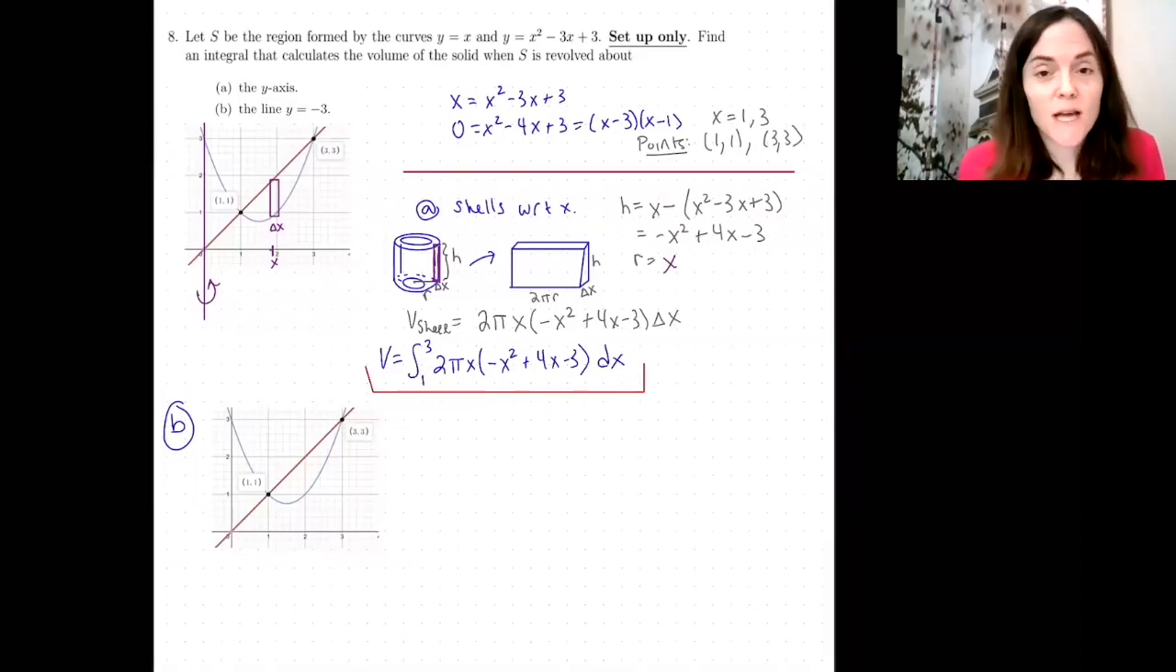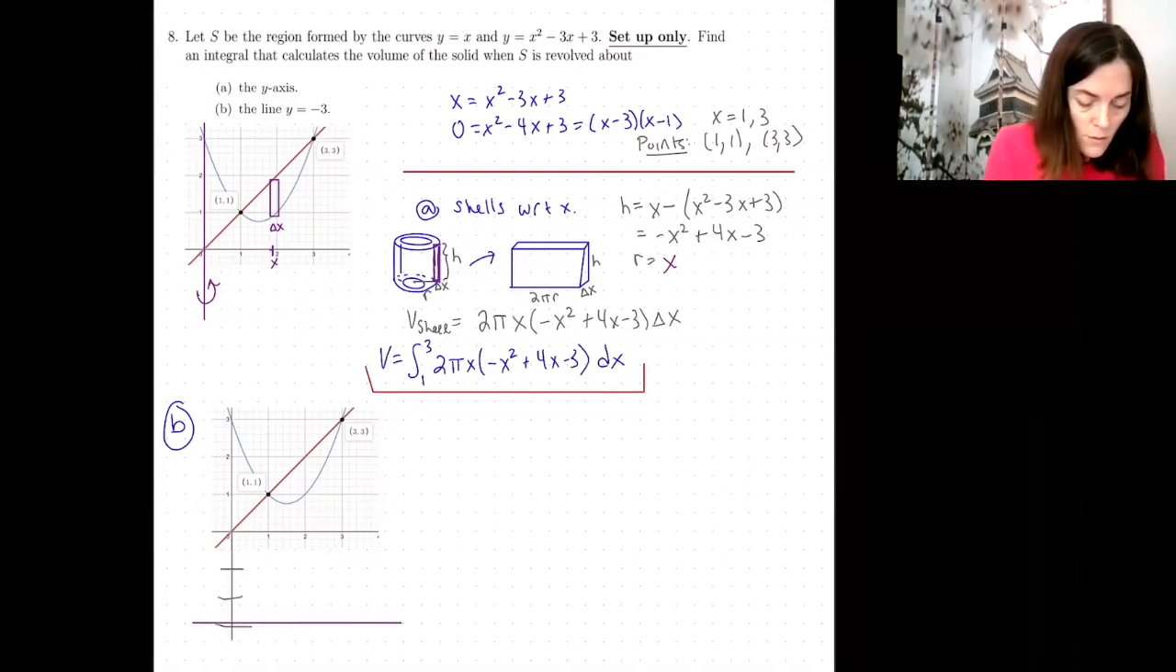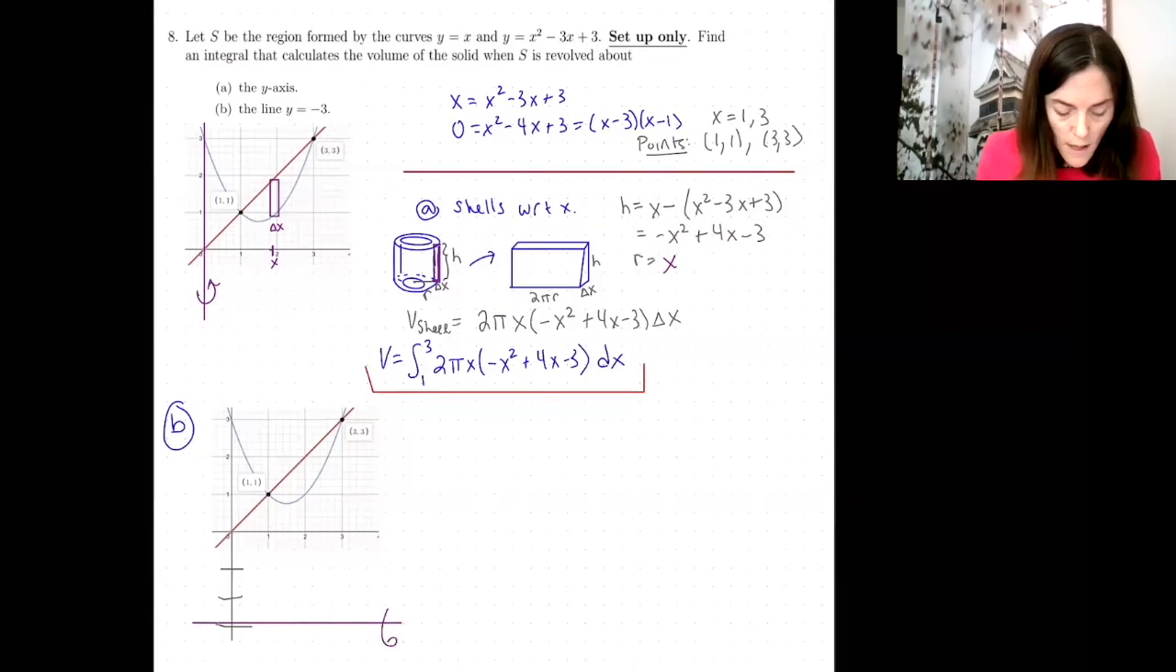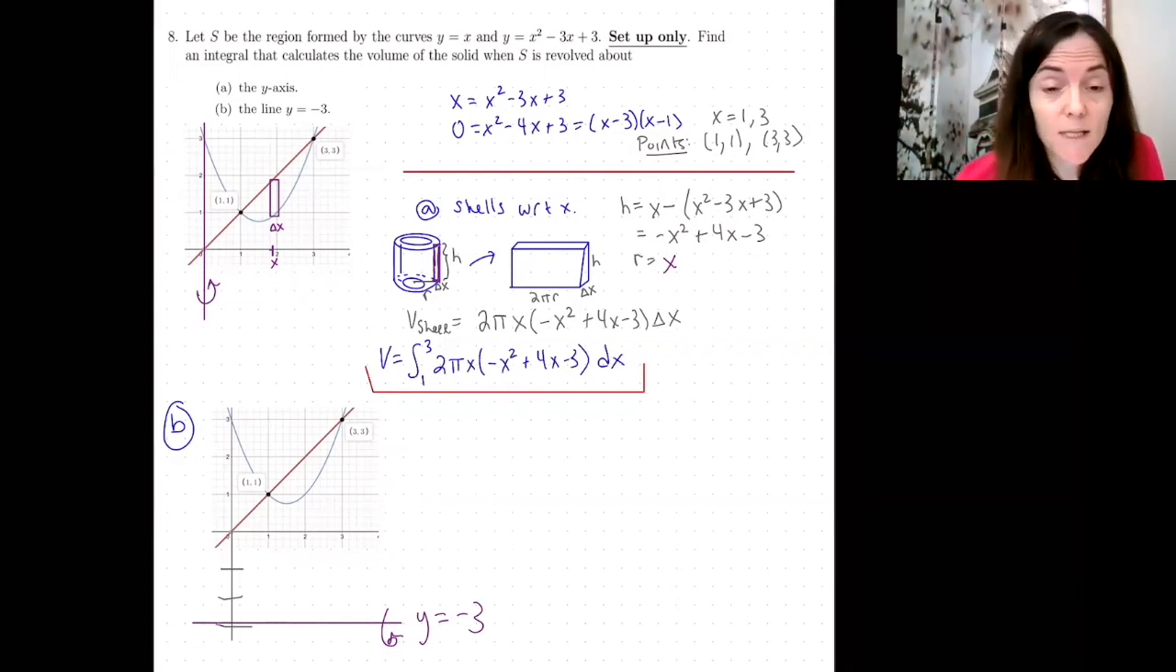Okay, this was shells. Now we move to part B. Exact same region, and you even see I have it in the graph. What has changed is I have a different line. It would be down here. This is the line y equals minus 3. Now I can slice perpendicular to the axis of revolution. This is what I will do here.